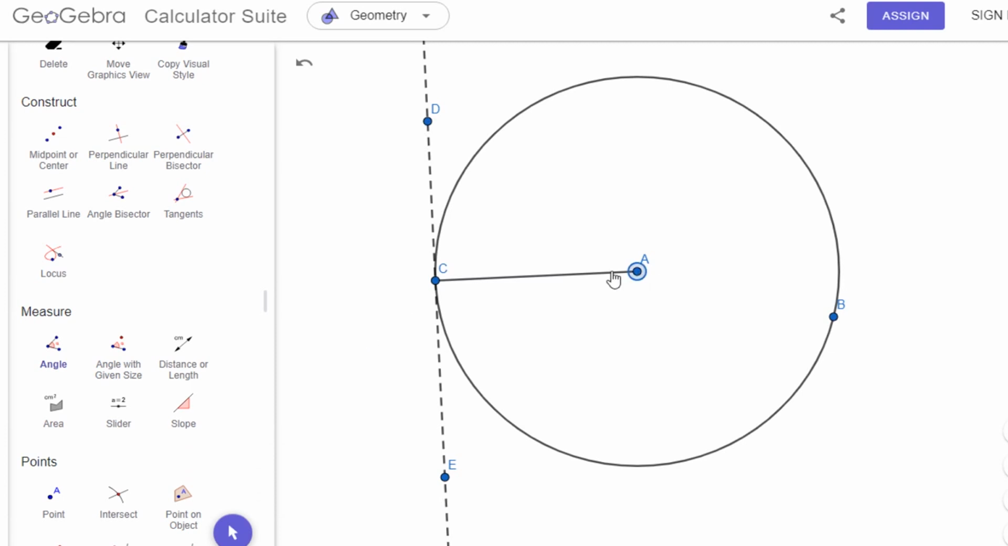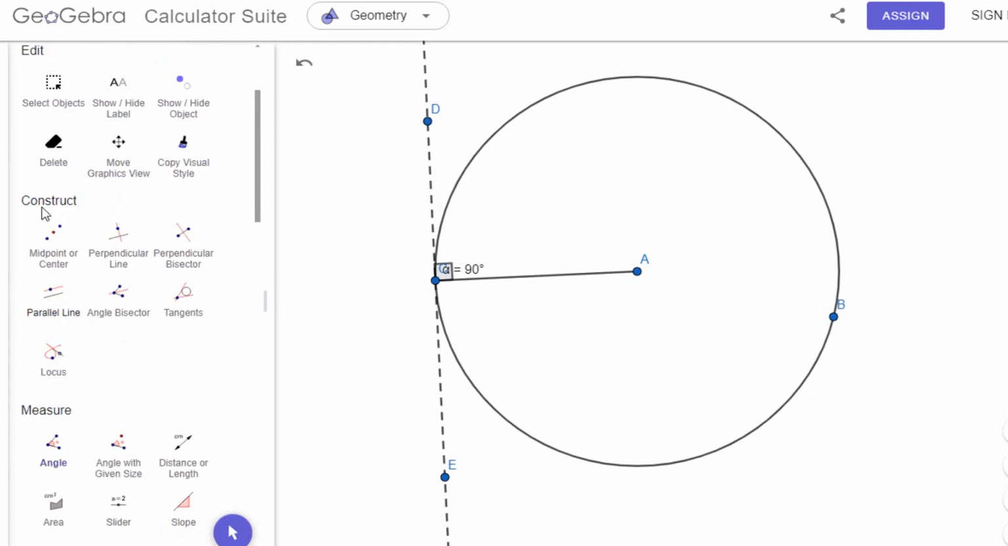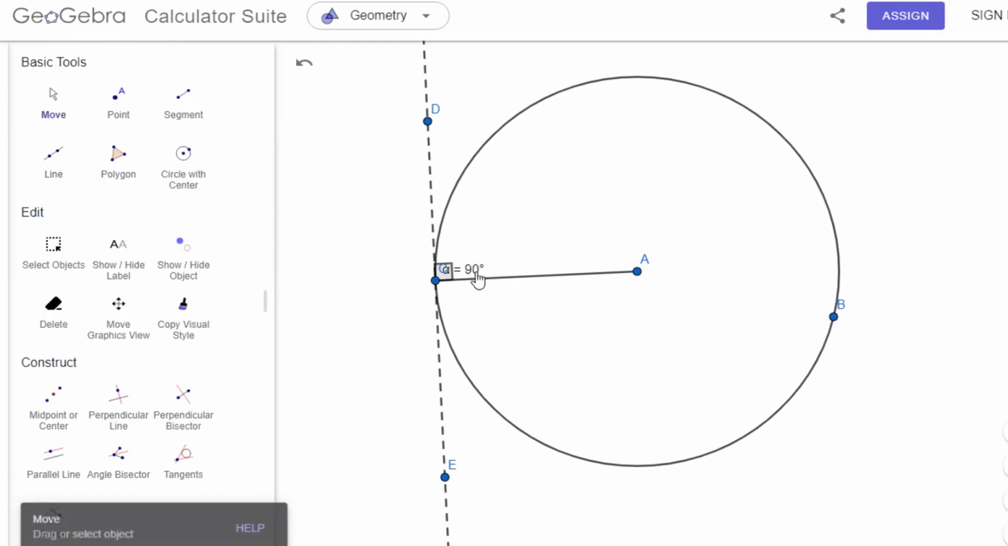So let us create an angle. 1, 2, 3. There it is. As you can see, these theorems are very useful. This is why in the exam it's very difficult, if not nearly impossible, to answer these questions without knowing the theorems. So it's very important to know the theorems. As you can see, angle ACD is equal to 90.